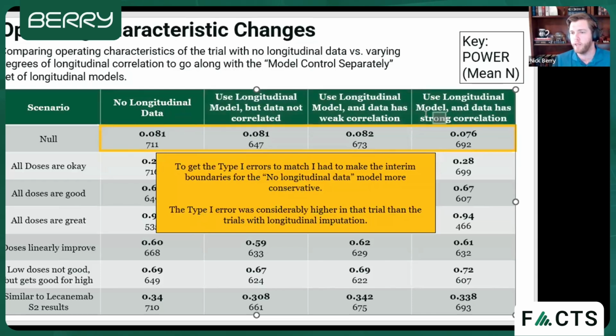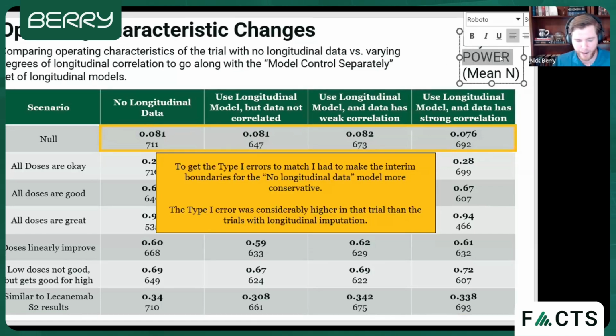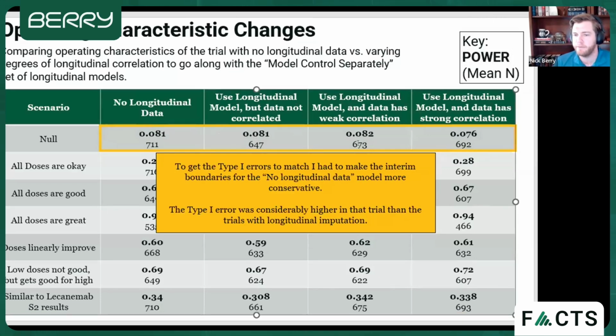We know that strong correlation is good for the longitudinal model. We like that better. It helps us estimate, helps us impute. Okay, so I got the type 1 errors to be pretty similar, all right around 0.08. You can see that the sample size, and I should have described, so the top number is the power, or type 1 error in the null case, and the bottom number is the average sample size. The average sample sizes differ.